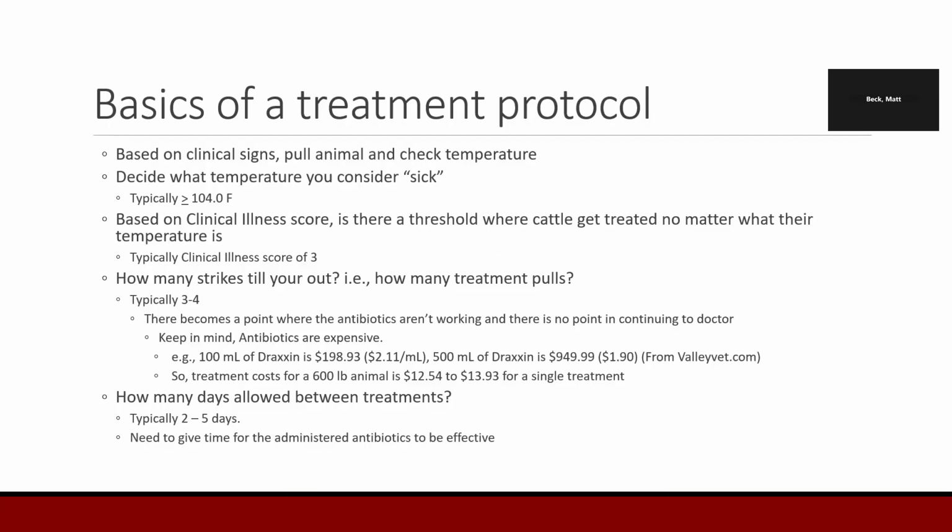If I have an animal that I pull and treat once, and 5 days later he's sick, but he does not have a clinical illness score of 3 or greater, and I bring him in and tip him, and he doesn't reach 104, I'm not treating him again. I'm kicking him back out. But I may pull him again the next day and the next day, until he's either a clinical illness score of 3 or he does reach that temperature threshold. Does that make sense?